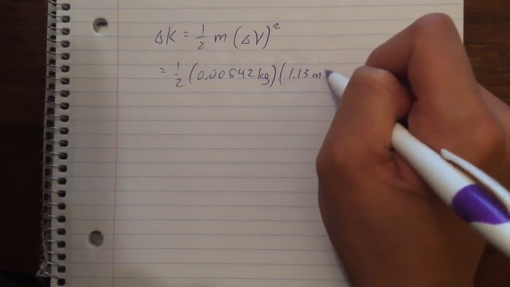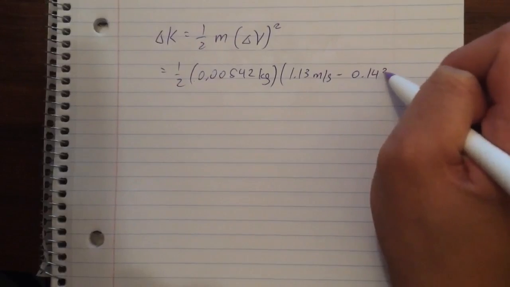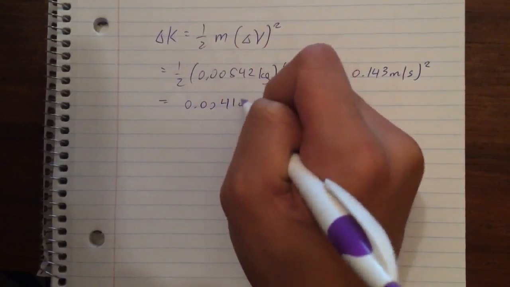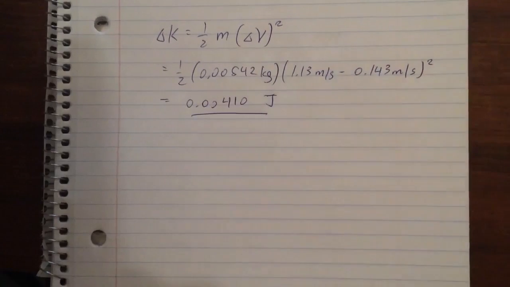The change in kinetic energy therefore is delta K equals 1/2 m delta V squared, which gives us 0.0041 joules. And this is how the Gauss gun works.